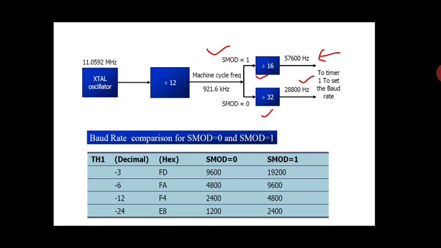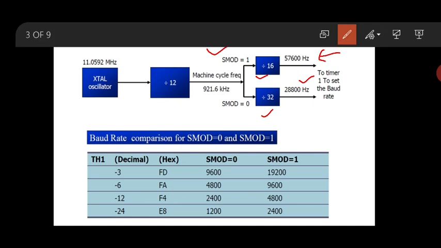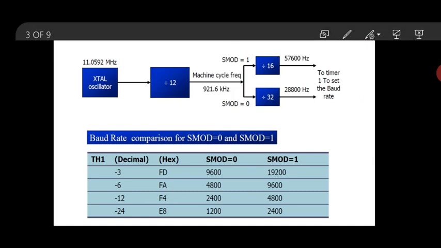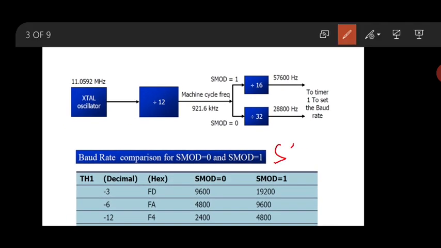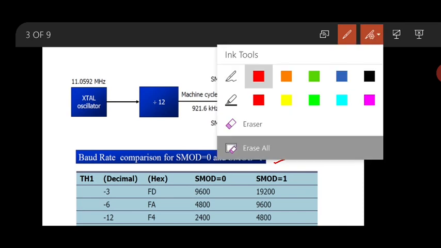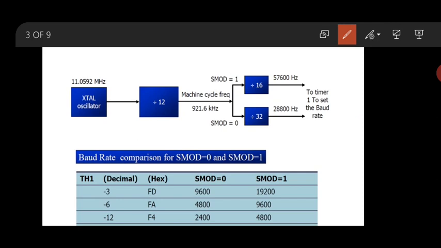There is a simple technique you can use here: SETB PCON.7. We are using PCON, and the bit is the 7th bit, SMOD. It enables, meaning it will be set to high. Whatever value of TH1 you loaded, it will start working at the higher baud rate.